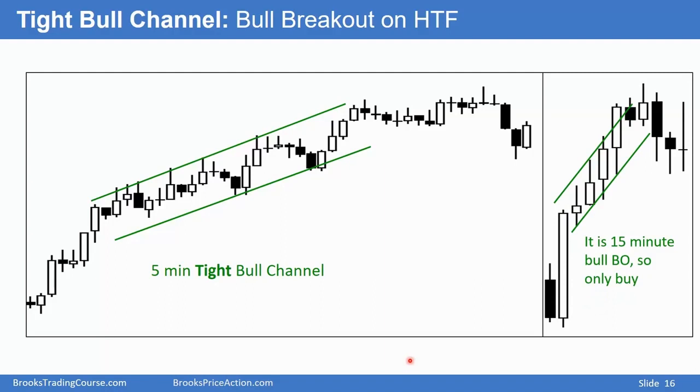5-minute chart, tight channel. 15-minute chart, it's a breakout. And because it's a breakout on the next higher time frame chart, it's better only to look to buy on the 5-minute chart.